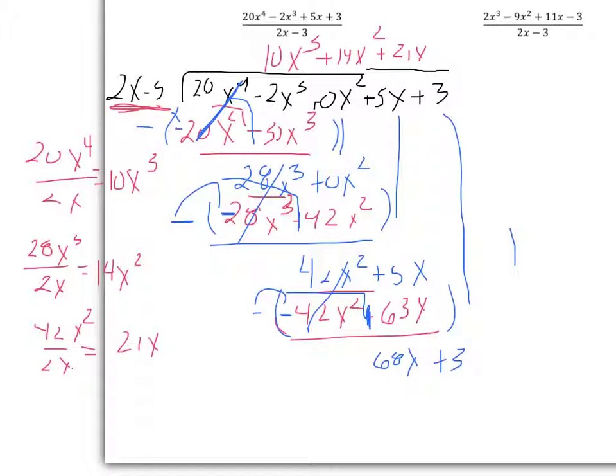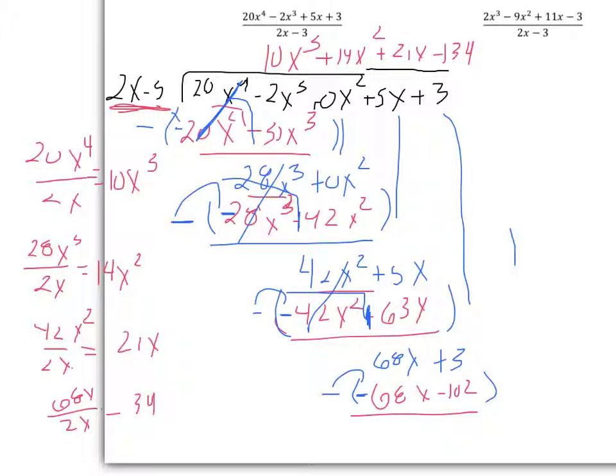We're going to divide our 68x by 2x. So 68 divided by 2 is 34, and x's cancel, so plus 34. So now we multiply. 34 times 2x is 68x. And then we have our 34 times our negative 3, which is negative 102. We subtract. This goes in here making that negative, goes in here making that positive, 105. So our remainder is 105.